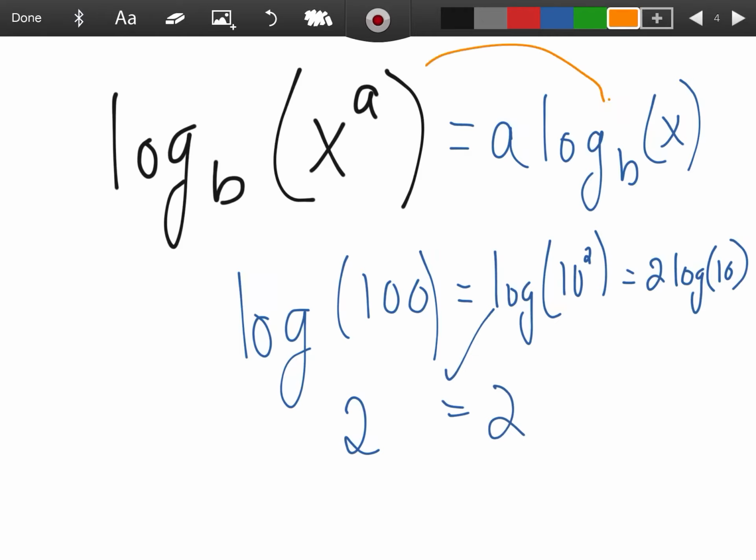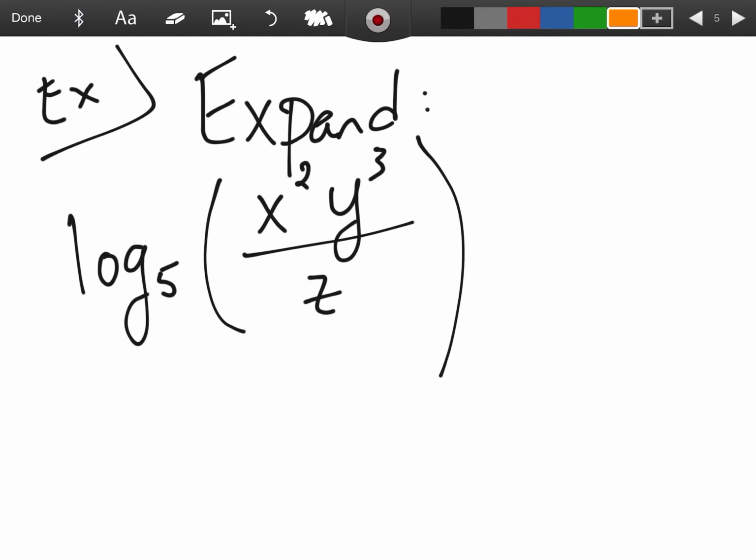If we're trying to write it and simplify it, we could take the a that's multiplying log base b of x and put it inside as an exponent. So let's just give this a shot here.